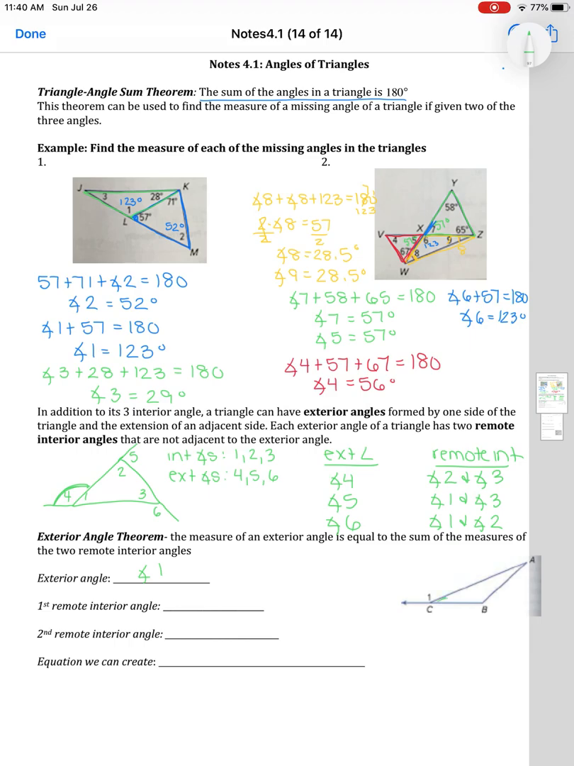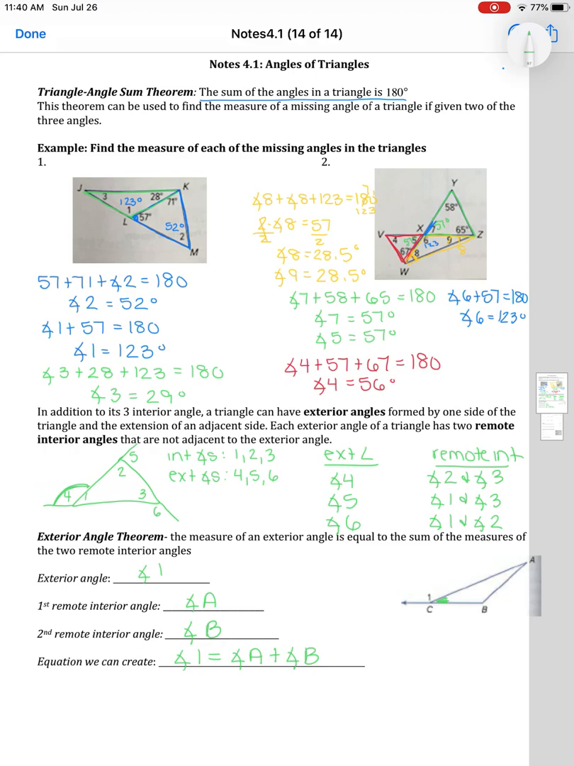for angle 4. For angle 5, 2 is next to it, which means angle 1 and angle 3 would be the remote interior. And for 6, 3 is next to it, so that means 1 and 2 would be the remote interior angles.